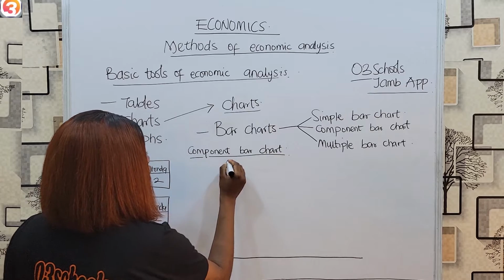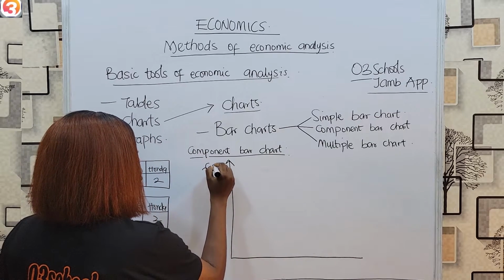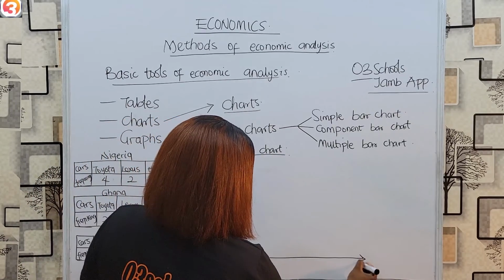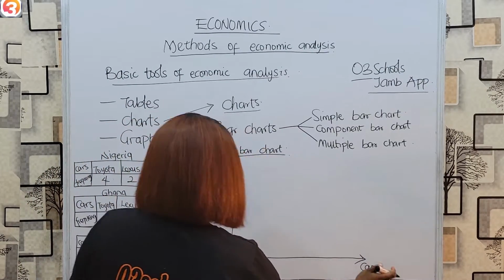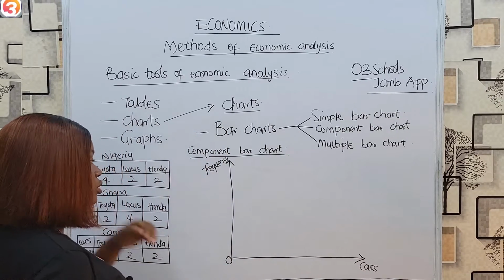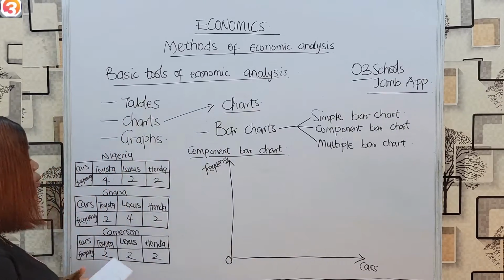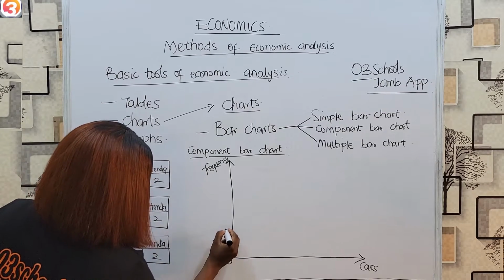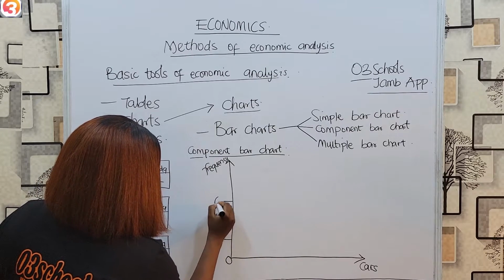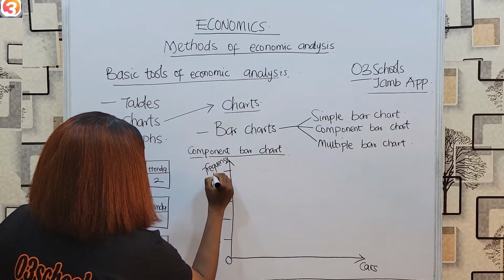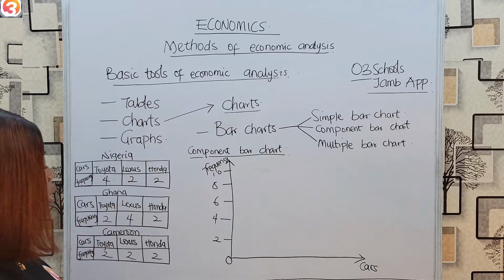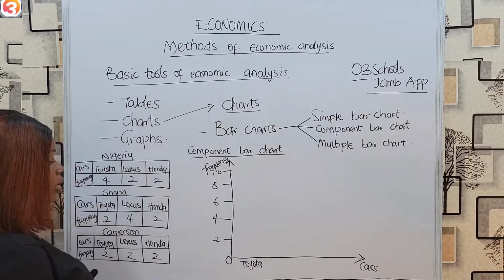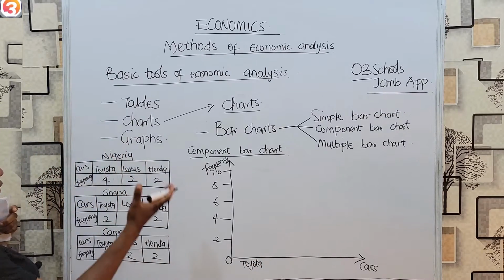Don't forget, our frequency is always here on the y-axis, and our cars is here on the x-axis, and this is our what? 0. Now, the first thing we're going to look at, okay, let's label our 2, 4, 6, 8, and maybe 10. The first thing we're looking at is Toyota. That's the first car brand. Now, Toyota, we're going to draw our bar.